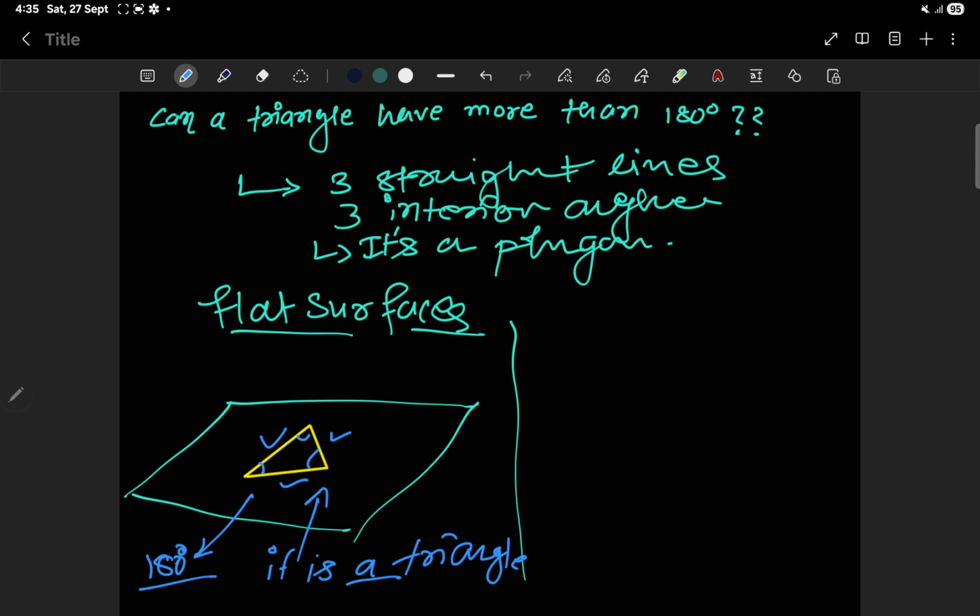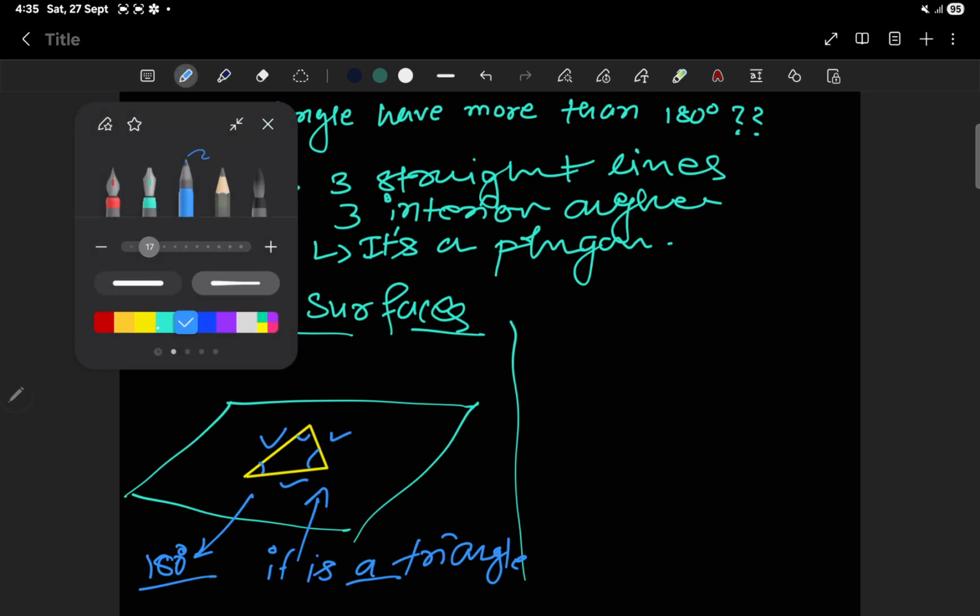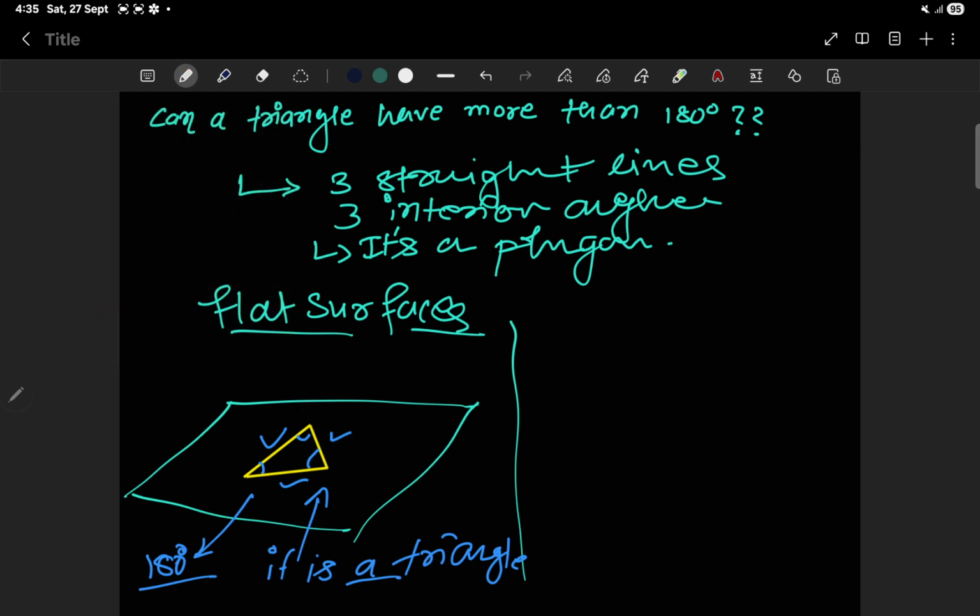Let me just give you another example, which is a different type of surface, which is known as a spherical surface. Let's assume we have a sphere.